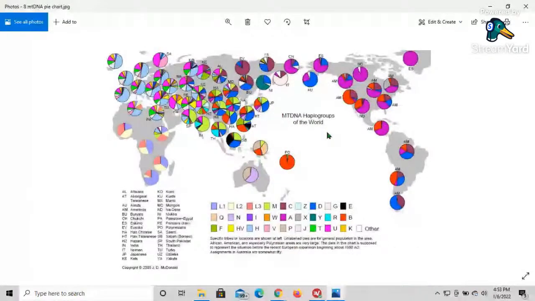So mitochondrial DNA, of course, the A. The red is the B. The A is this purple color here. The A being the Semitic mitochondrial DNA in America, because Madai asked to marry the daughter of Shem.